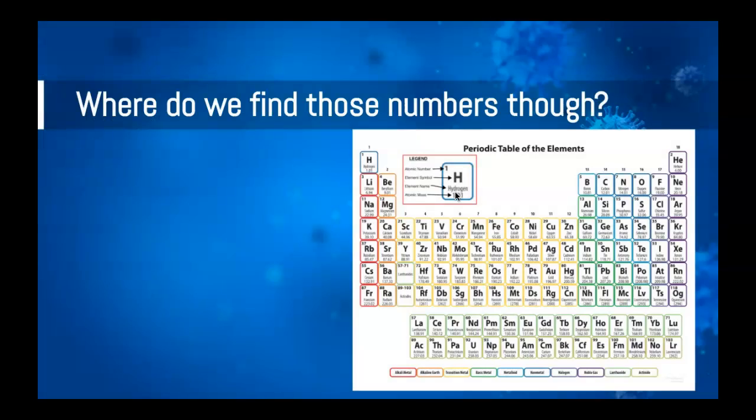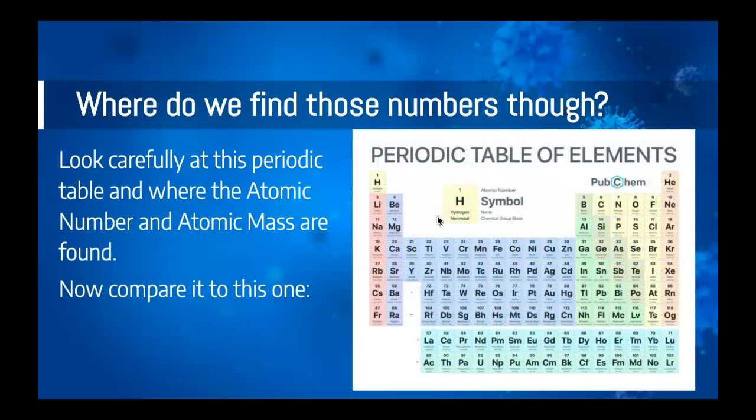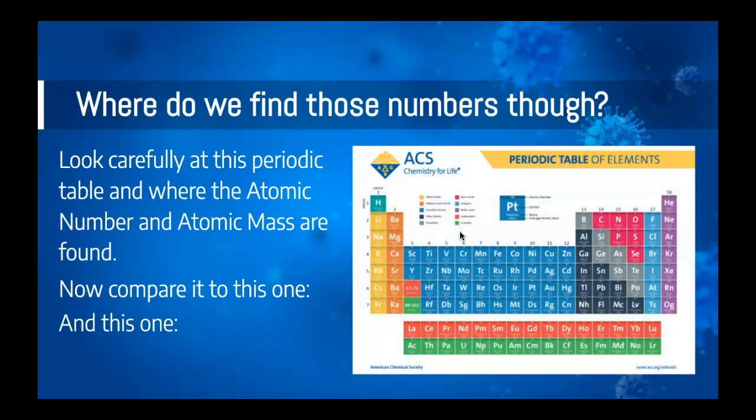But not every periodic table looks the same. So look carefully. All right, so look carefully at this one and compare it to this one. So this is a different periodic table. Now you'll notice that instead of in the top left corner, we now have the atomic number in the top middle, and there's no mass at all. And then compare it to this one. Now it's a little harder to see on this one, but here's our symbol here up at the top. Again, we've got the atomic number, and we've got the atomic mass at the bottom.